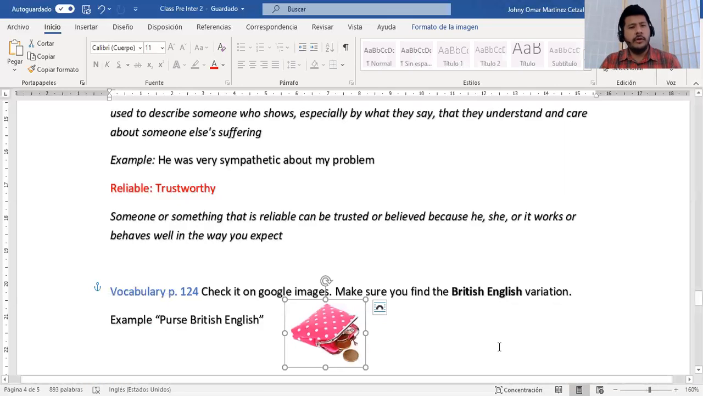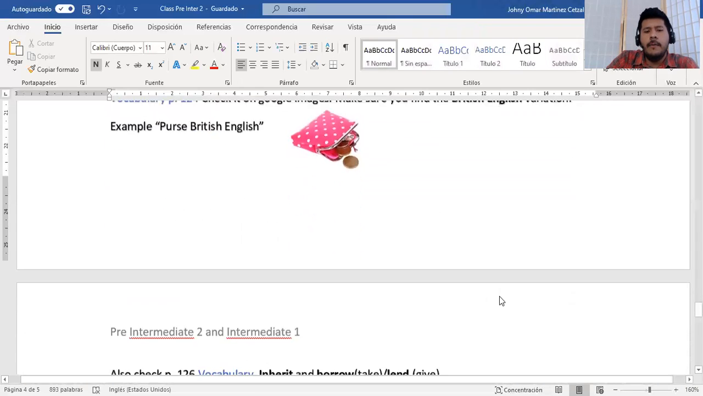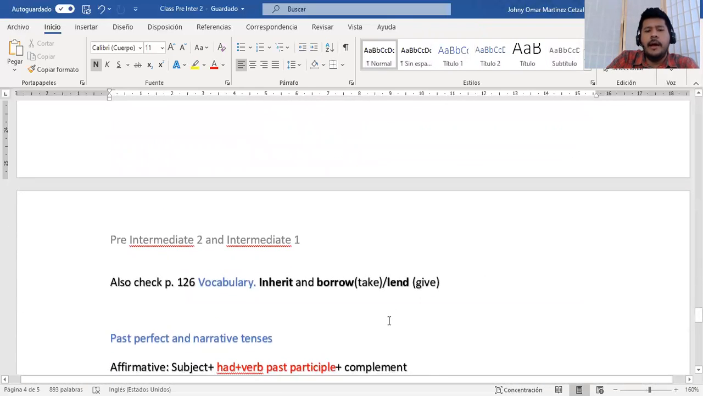And this is British. So you can type on Google Images and you can find the words banknotes and coins and everything. Check it there, please. If you have any question, contact me and I will clarify that for you. Now, another exercise with vocabulary is on page 126.